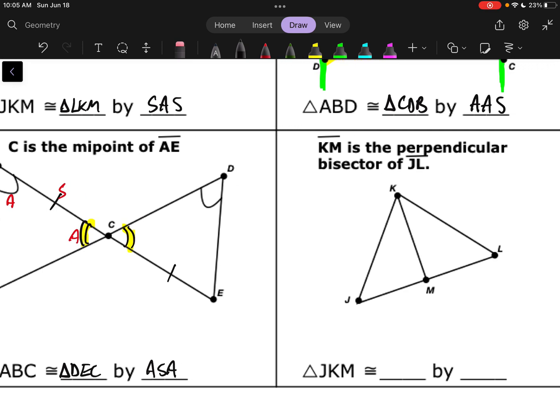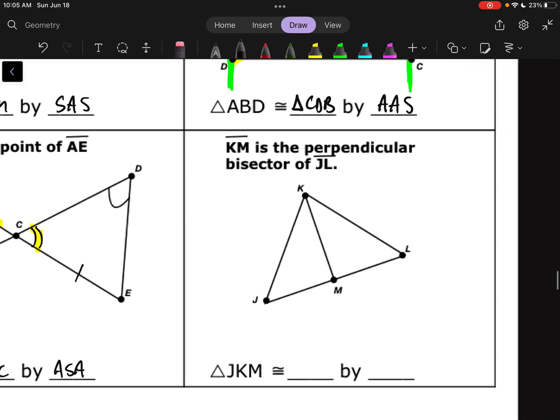Okay, and then on this one, we got nothing marked. Goodness, we need to find three congruent things. Well, one right away, they share that side, so we get to mark that. And then it also says KM is the perpendicular bisector of JL.